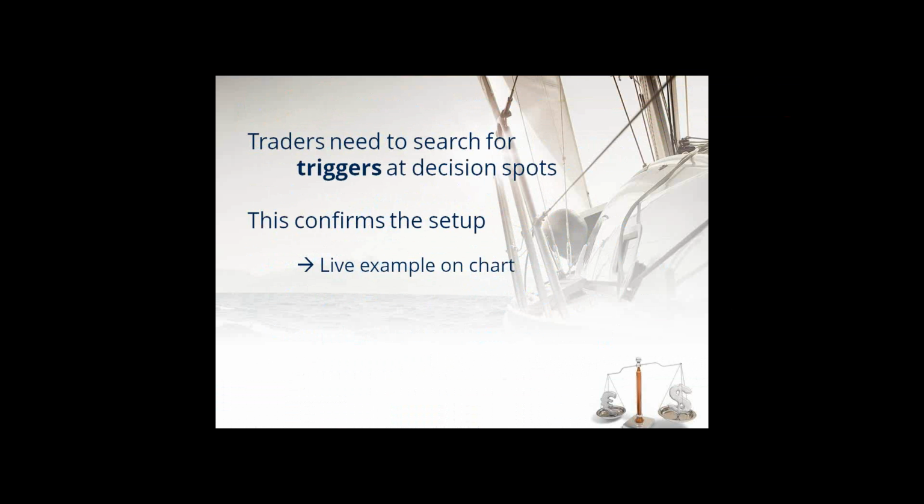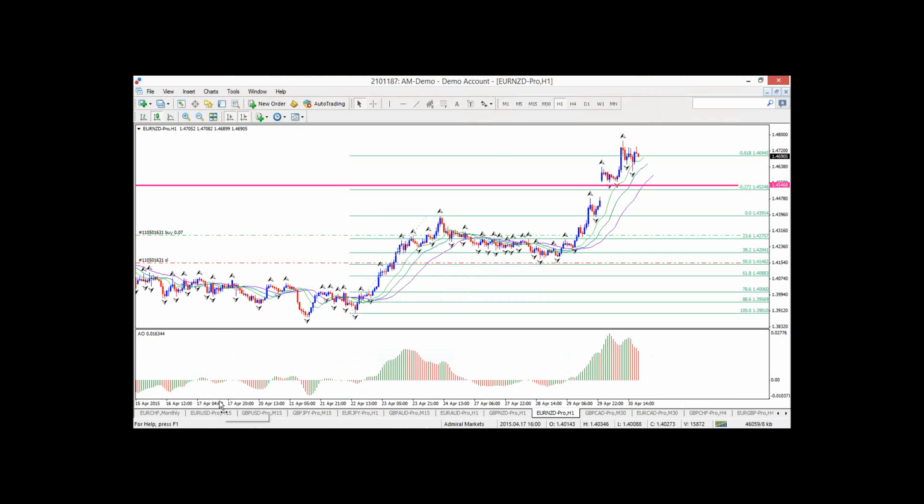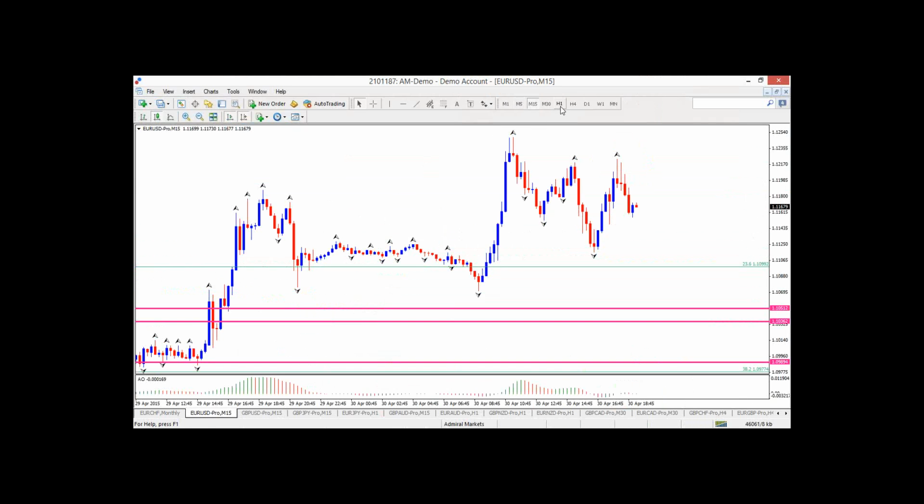Traders, I think it's best to look for triggers at decision spots. That also depends on your experience. I like triggers personally. For instance, let's say that there is a resistance level. Well, let's take actually an example here on the chart. That's better. Alrighty.